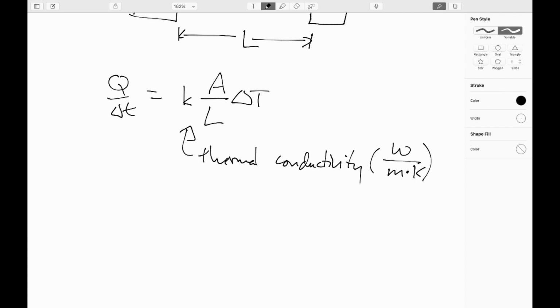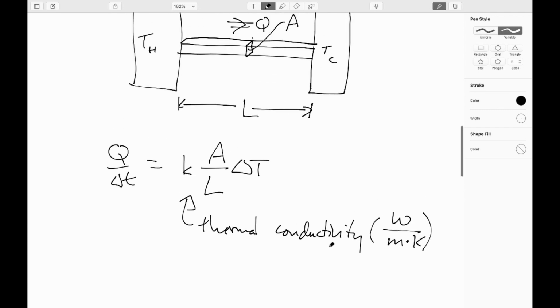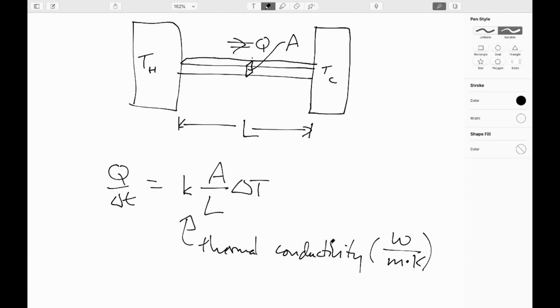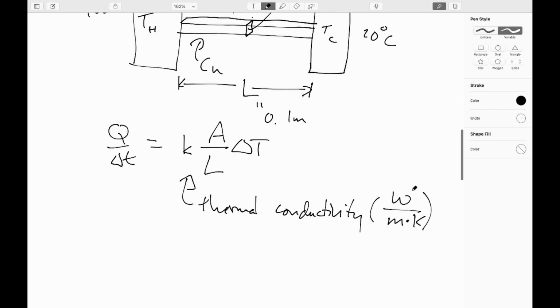All right, so let's just do a quick example of this to make this concrete. Let's say that this bar is copper. Let's say that it is 0.1 meter long. And let's say this cross-sectional area is 1/10 of a square meter. Let's say the high temperature is 100 degrees C, the low temperature is 20 degrees C, and we would like to know the rate at which the heat is being conducted.